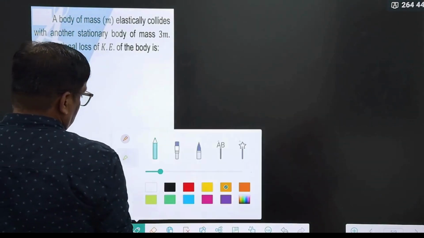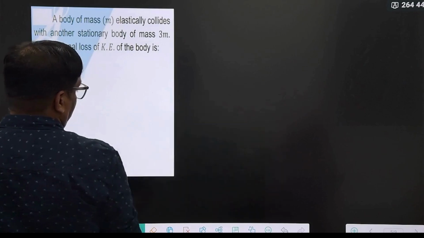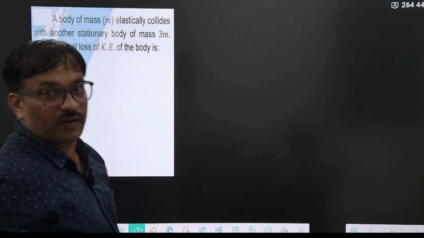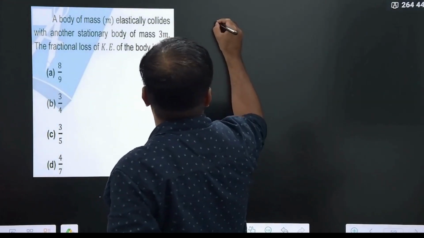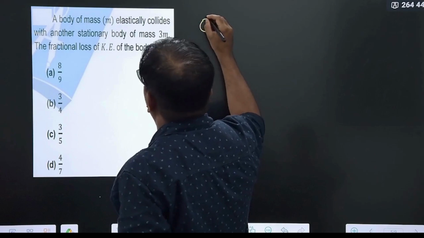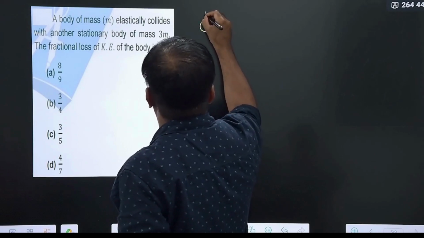Right. So therefore, fractional loss of kinetic energy of the body. This is one of your NEET questions now, so we need to derive it. See here, elastic collision. Elastic collision means what? Here body A, this is m. Okay, let us derive this one now.